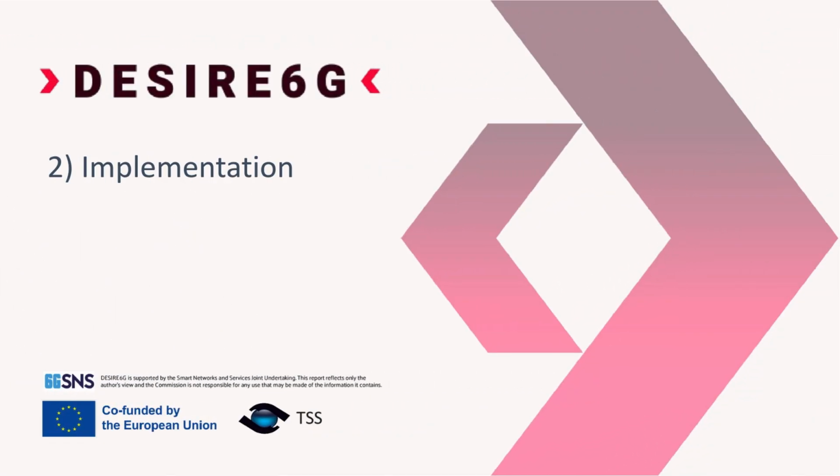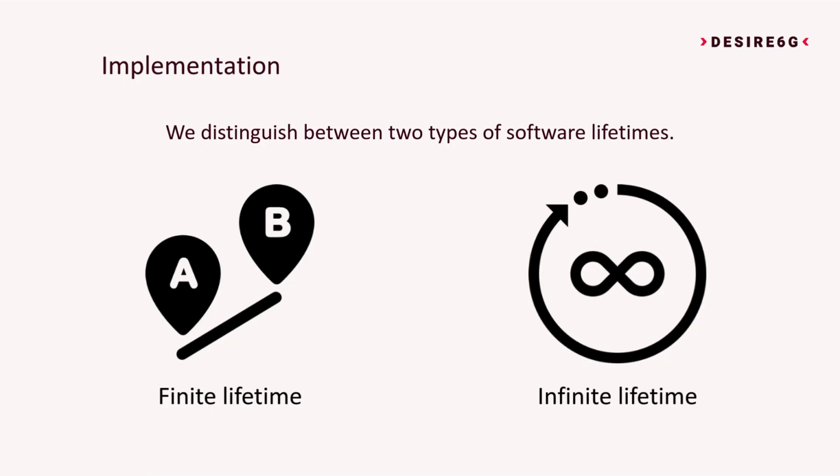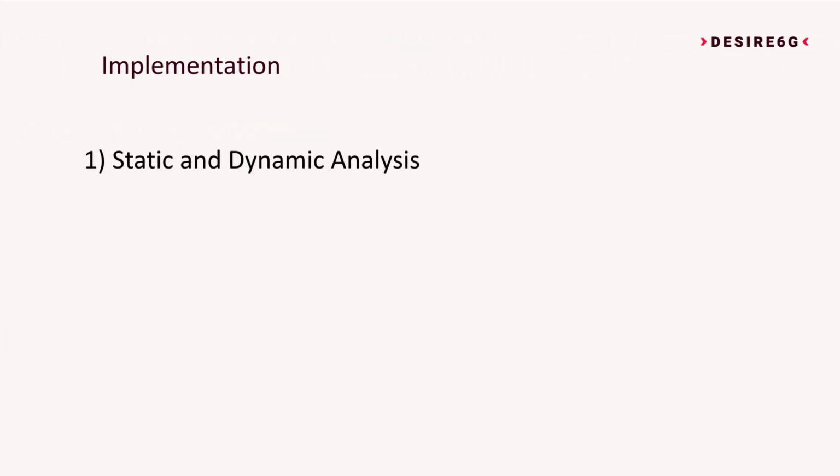Let's now dive into the implementation. Our solution is designed to work with both finite lifetime and infinite lifetime software. Monitoring the performance of finite lifetime programs is relatively straightforward as their total execution time can be measured directly. In contrast, infinite lifetime software must be monitored at the code block level, since blocks have a finite lifetime and can be measured independently. To understand how our solution operates, let's delve into the analysis process.